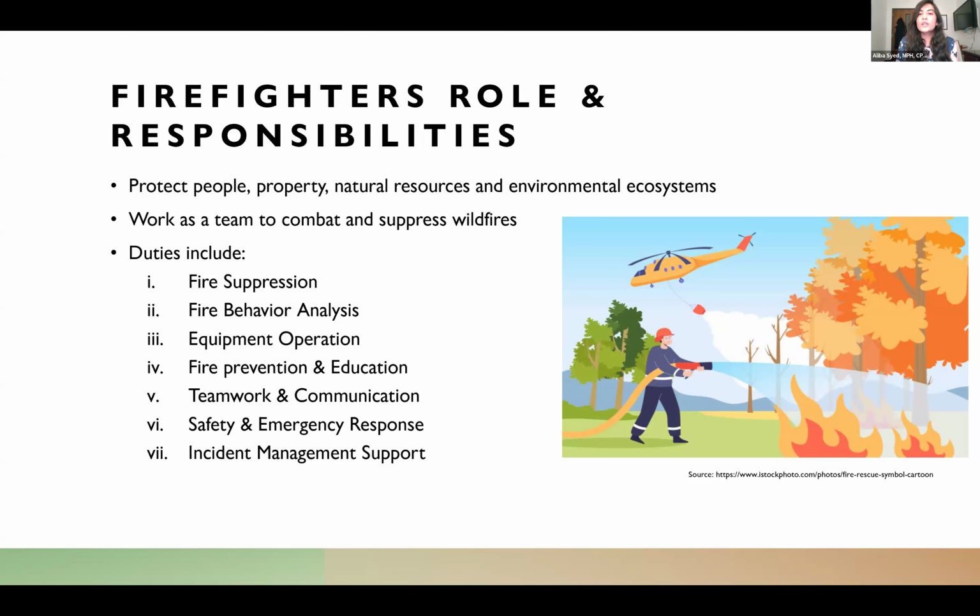They get extensive training in fire behavior, personal protective equipment use, first aid, and emergency response protocols. They can also be a part of an incident management team where they assist in logistical support, resource coordination, and effective allocation of firefighting resources.